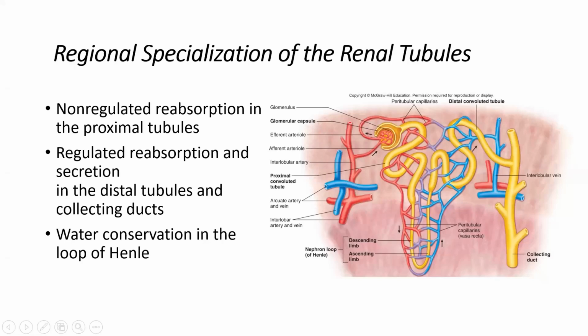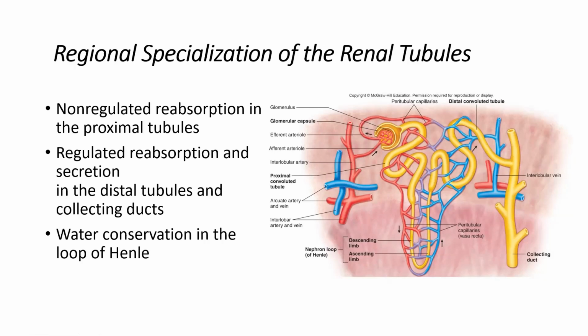All right, so we got to this slide here, just recapping what we said about different areas of the tubules and how different substances are reabsorbed or secreted, in the broad scheme of thinking about how we're fine-tuning that filtrate. So here we're thinking about non-regulated reabsorption happening in the proximal tubule. Right after we leave the glomerular capsule and enter this first part of the tubule, the proximal convoluted tubule, this is where we see non-regulated reabsorption.